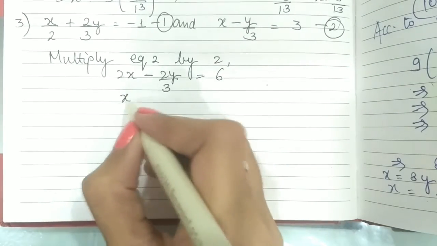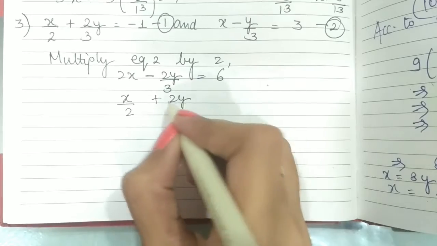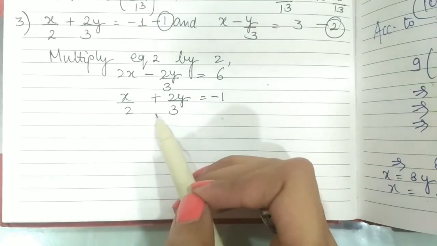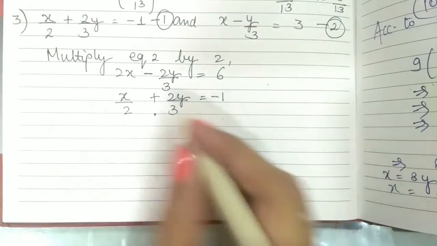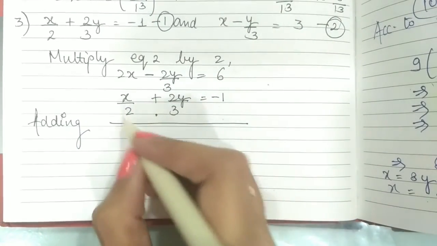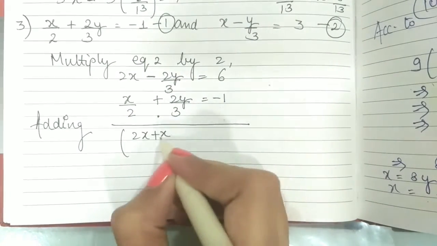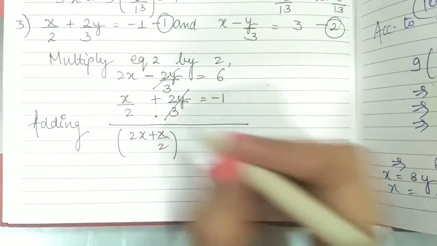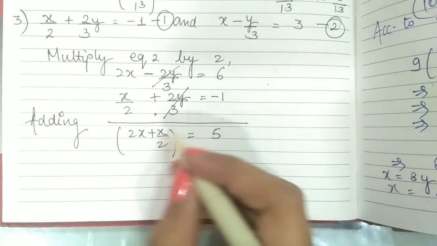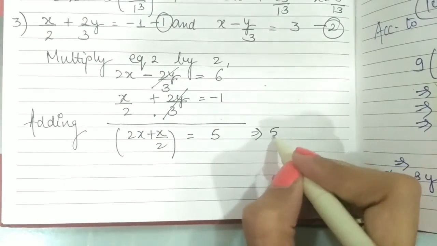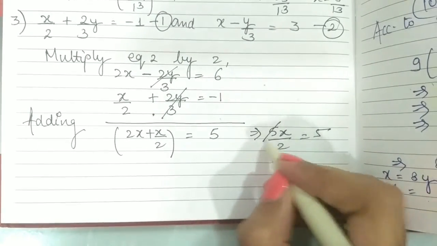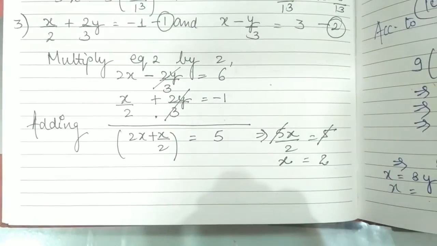Equation 1 was x by 2 plus 2y by 3 equals minus 1. Signs are different. When the signs are different, we are going to add the equations. Adding equations, I'm going to get 2x plus x by 2, and minus 2y by 3 plus 2y by 3 cancel out. 6 minus 1 will be 5. 2x plus x upon 2 will become 5x upon 2 equals 5. The value of x will become 2.